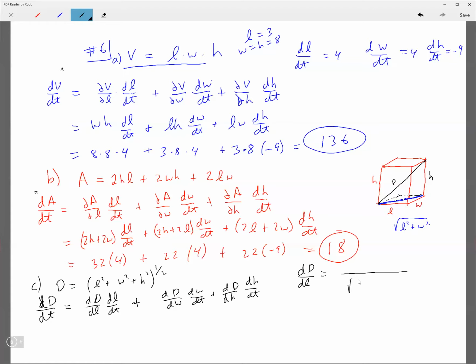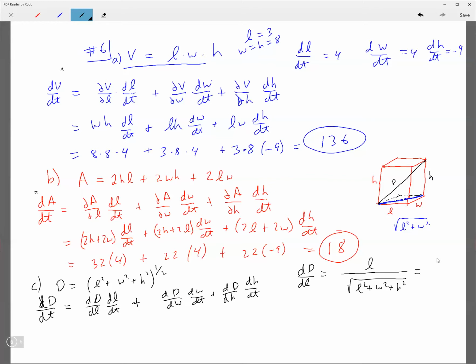So you're going to get the square root of the sum of the three squares in the bottom, right? And in the numerator, you're going to have just an L, right? Because you have a 1/2 come down, so the exponent reduces to minus a half. But then you have a 2L coming out, so that neutralizes the 1/2, and you just have an L, right? That's what that is.